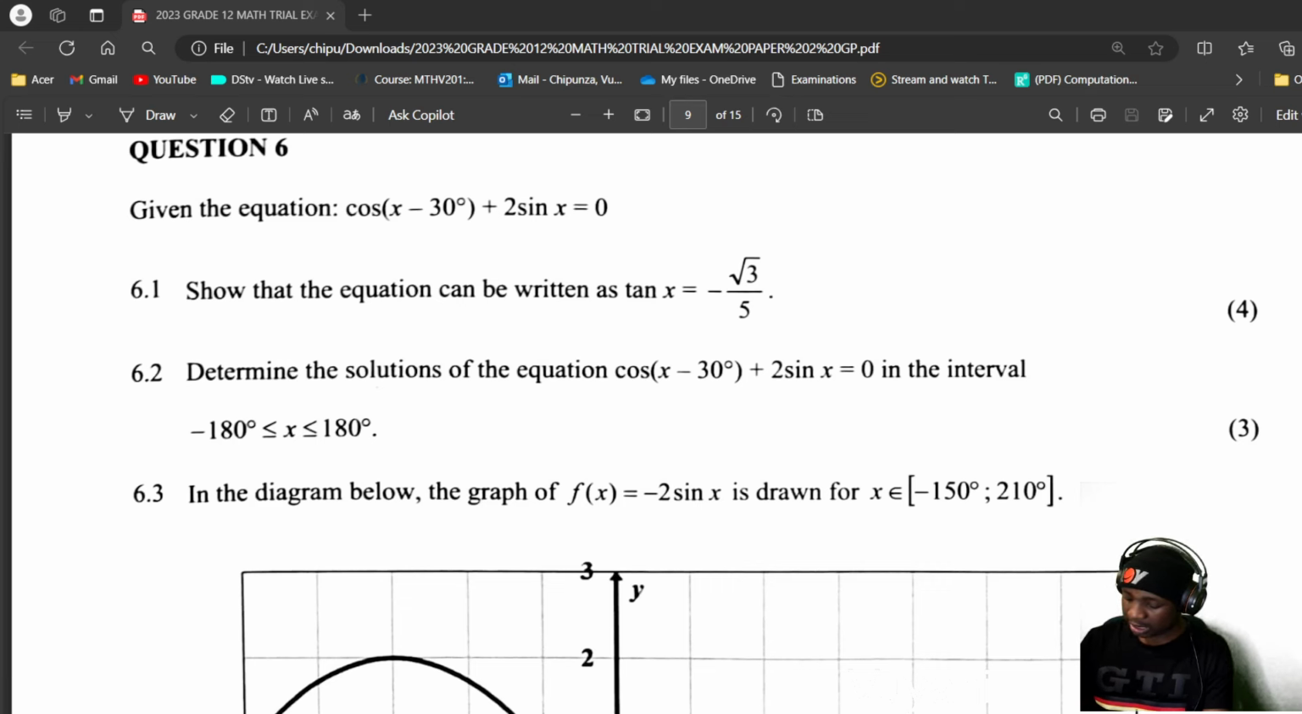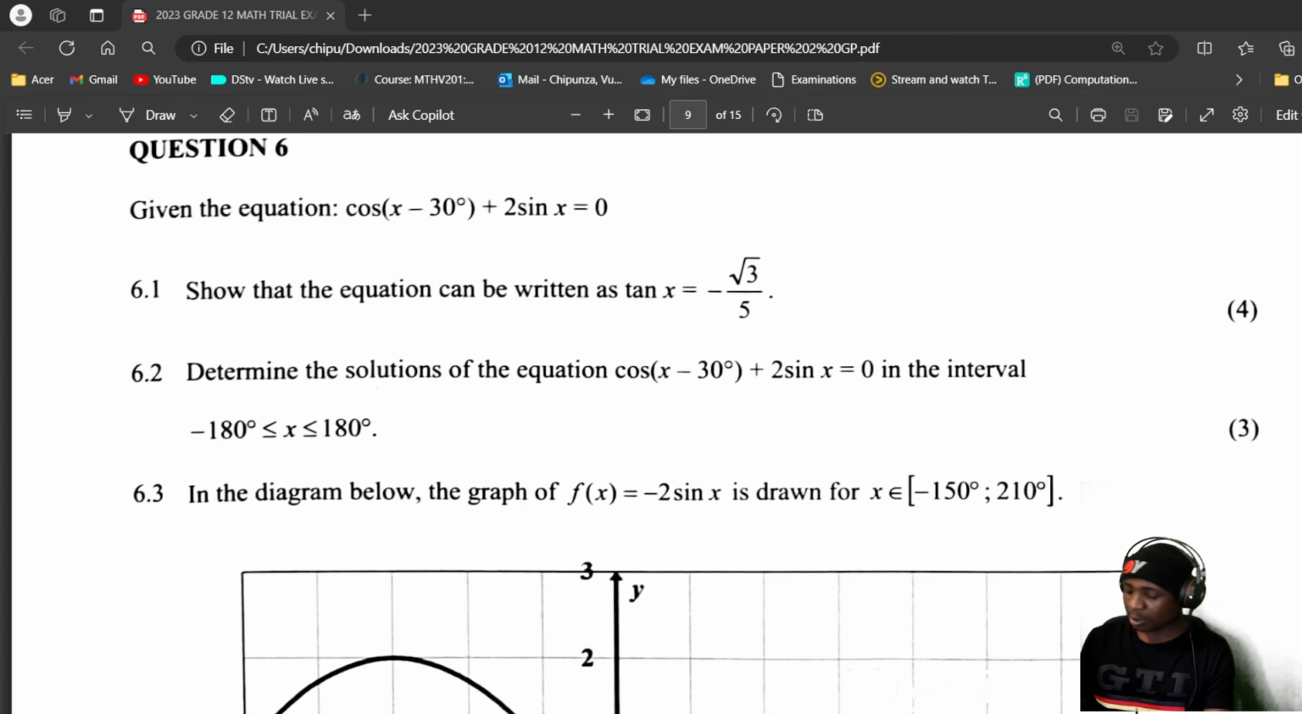19.1 plus 180 degrees of K, where K is an element of the integers. And this is a reflex angle, which can also be 160.89 plus 180 degrees of K, where K is an element of the integers. That's easy stuff there. So the values: X is equal to negative 19.11 degrees, and X is equal to 160.89 degrees.